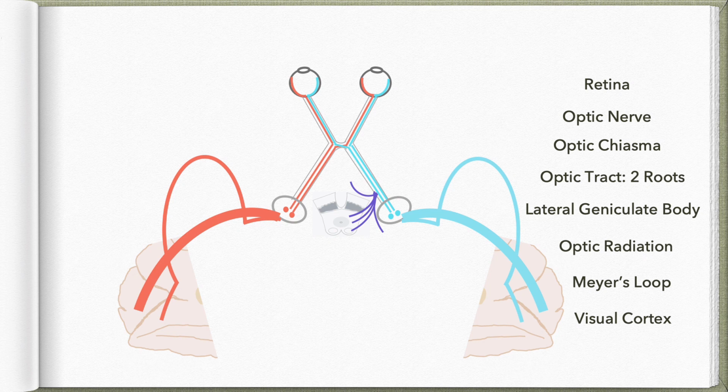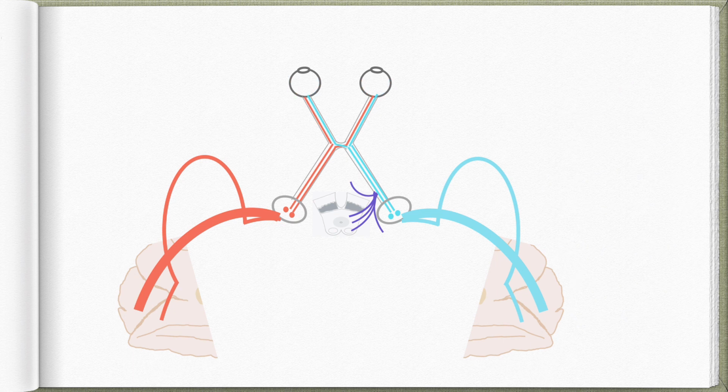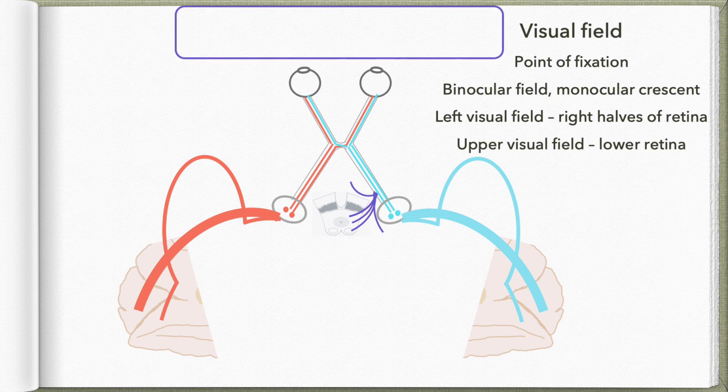Now coming to individual components of the visual pathway. First, let us begin with the visual field. Now this is the central part of the binocular visual field. What you're seeing as a dark circle, dark purple circle in the center is the point of fixation. Let us say right now you're looking at the screen on your laptop or mobile. Let us say you're concentrating on this central dark purple circle. That's your point of fixation.